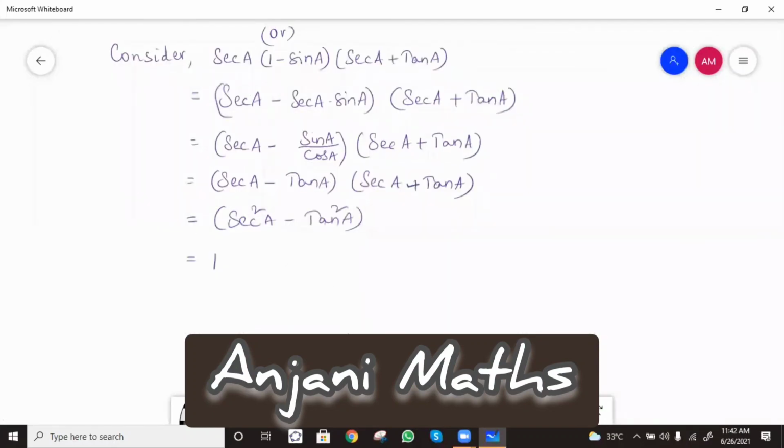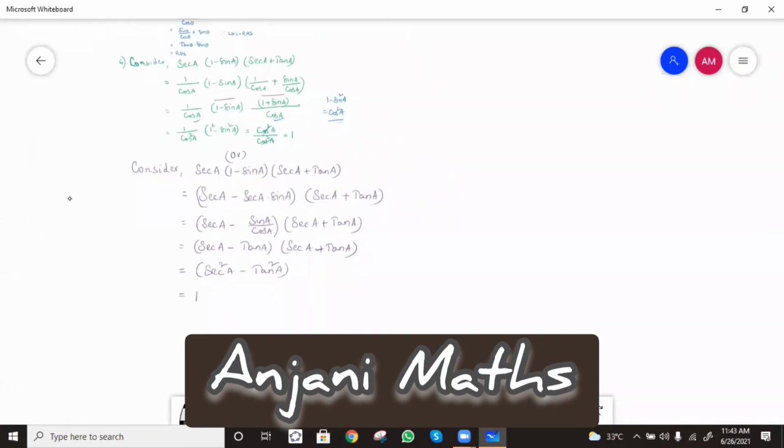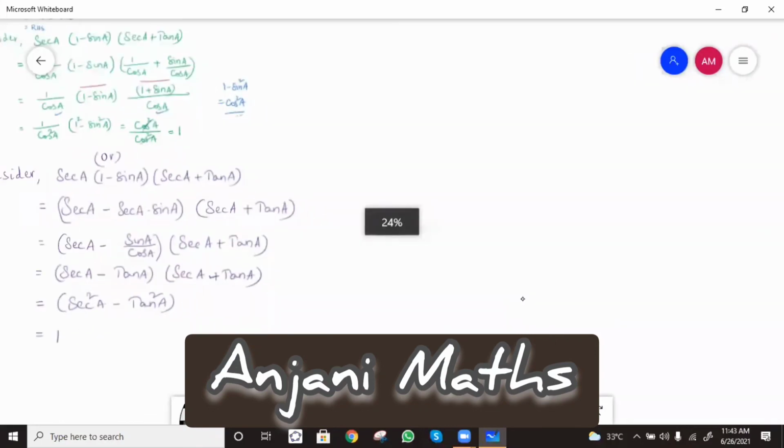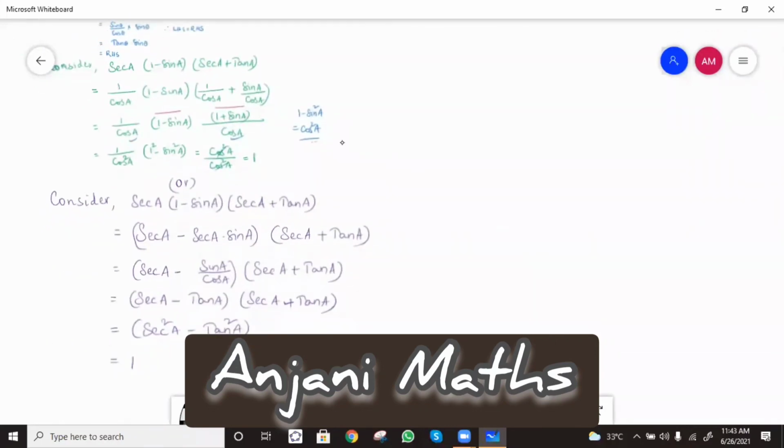Here we use two concepts. Secant square A minus tan square A equal to 1, and another one, secant A into sin A, that is nothing but sin A by cos A, which is equal to tan A. So either we can use the first identity or the second identity. In the first method, we use the first identity. In the next method, we used another identity, secant square A minus tan square A is equal to 1. I hope you all understood.